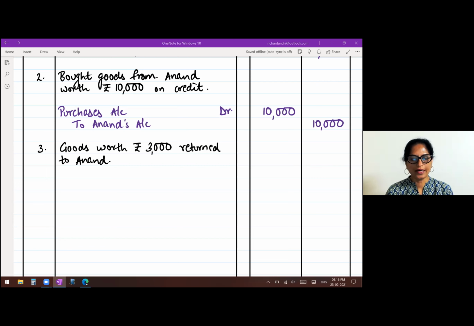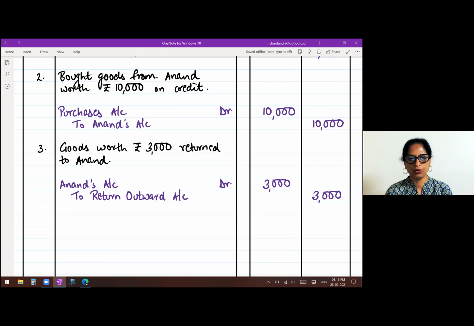So here you will write Anand's account debit 3,000 to return outward account. When goods are purchased and they are returned, that means they are going out. So return outward. Okay, so to return outward.